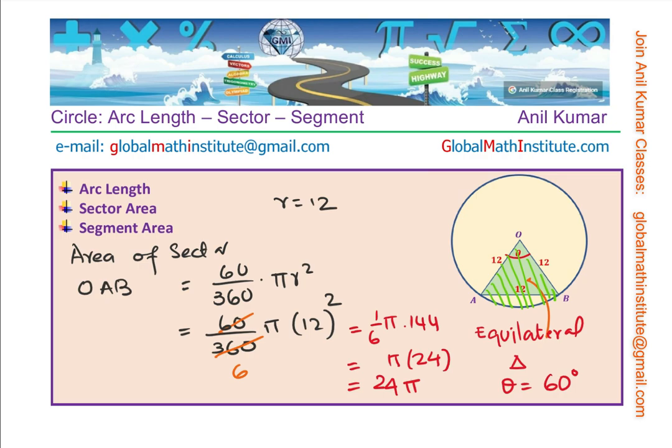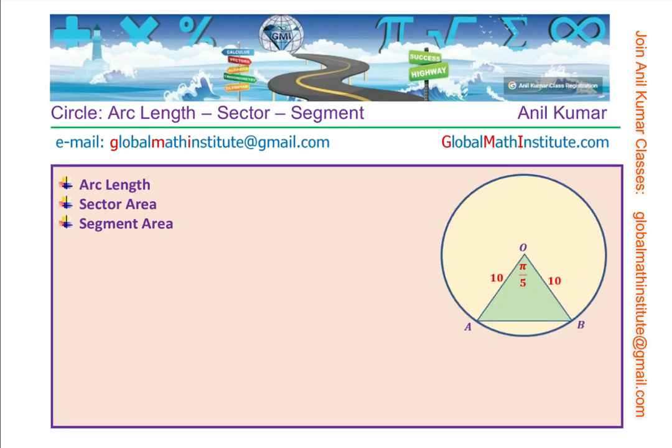Okay, great. Now let's do the last example to find sector area. So we have to find the area of this particular sector OAB. This time the angle given to us is pi by 5. So angle theta is pi by 5. It is given in radians. In radians, full circle angle is 2 pi, correct? So that ratio will give us the area of the sector.